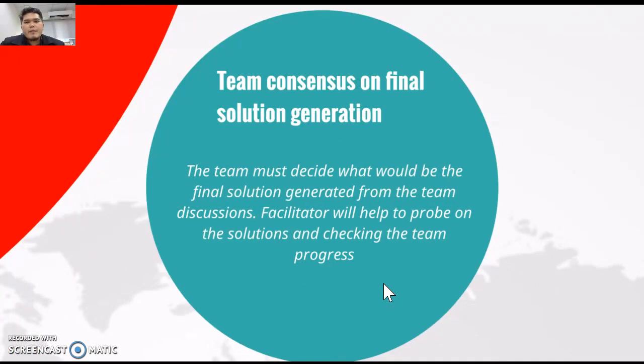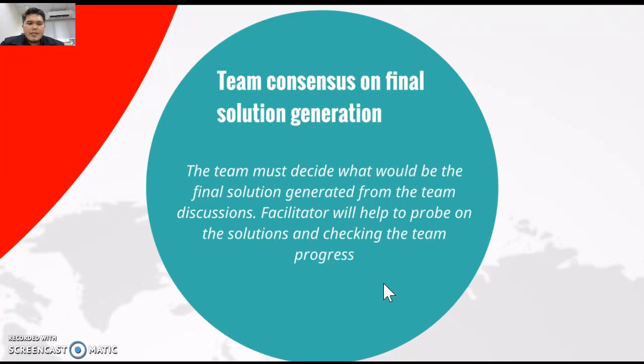And you're going to meet continuously, and before you reach the final stage, you need to have a consensus about how you generate the solution. So you need to decide, because probably you have 3 or 4 solutions, but you need to decide on the one best solution that you need to pick, and these are the things that you're going to report later.